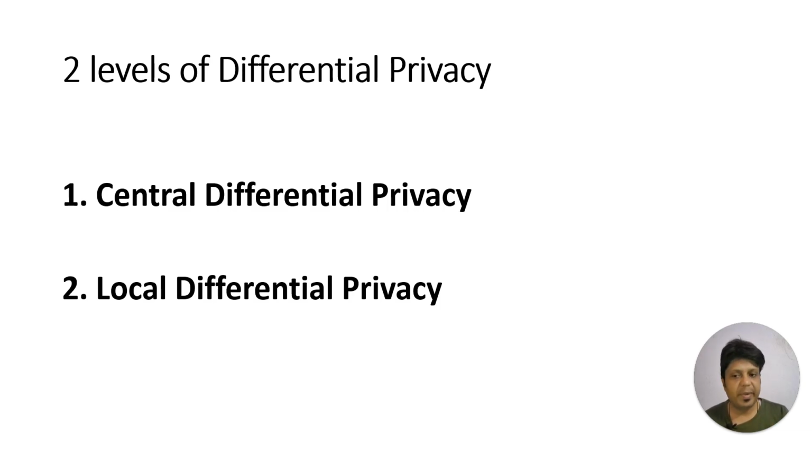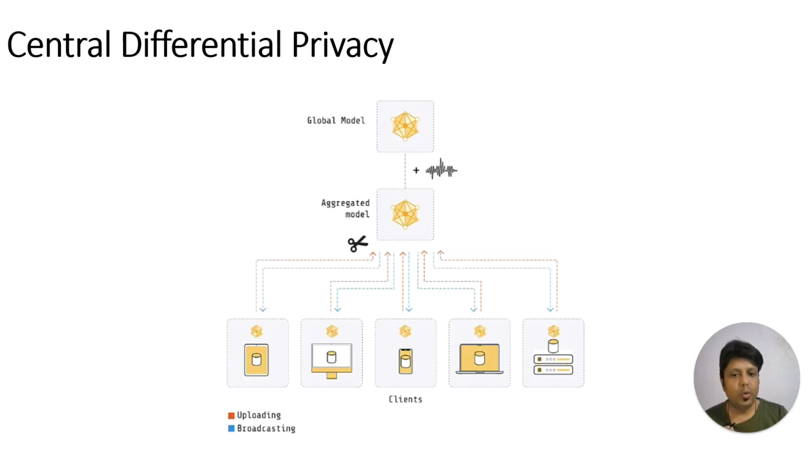So there are two levels of differential privacy, one at the central level and the second at the local level. At the central level we call it central differential privacy, and at the local level we call it local differential privacy. At the global level, we add the noise and we remove the outliers. The responsibility lies with the global model. While it's aggregating, it adds the noise and removes the outliers, and then it sends the weights or the model back to the client.